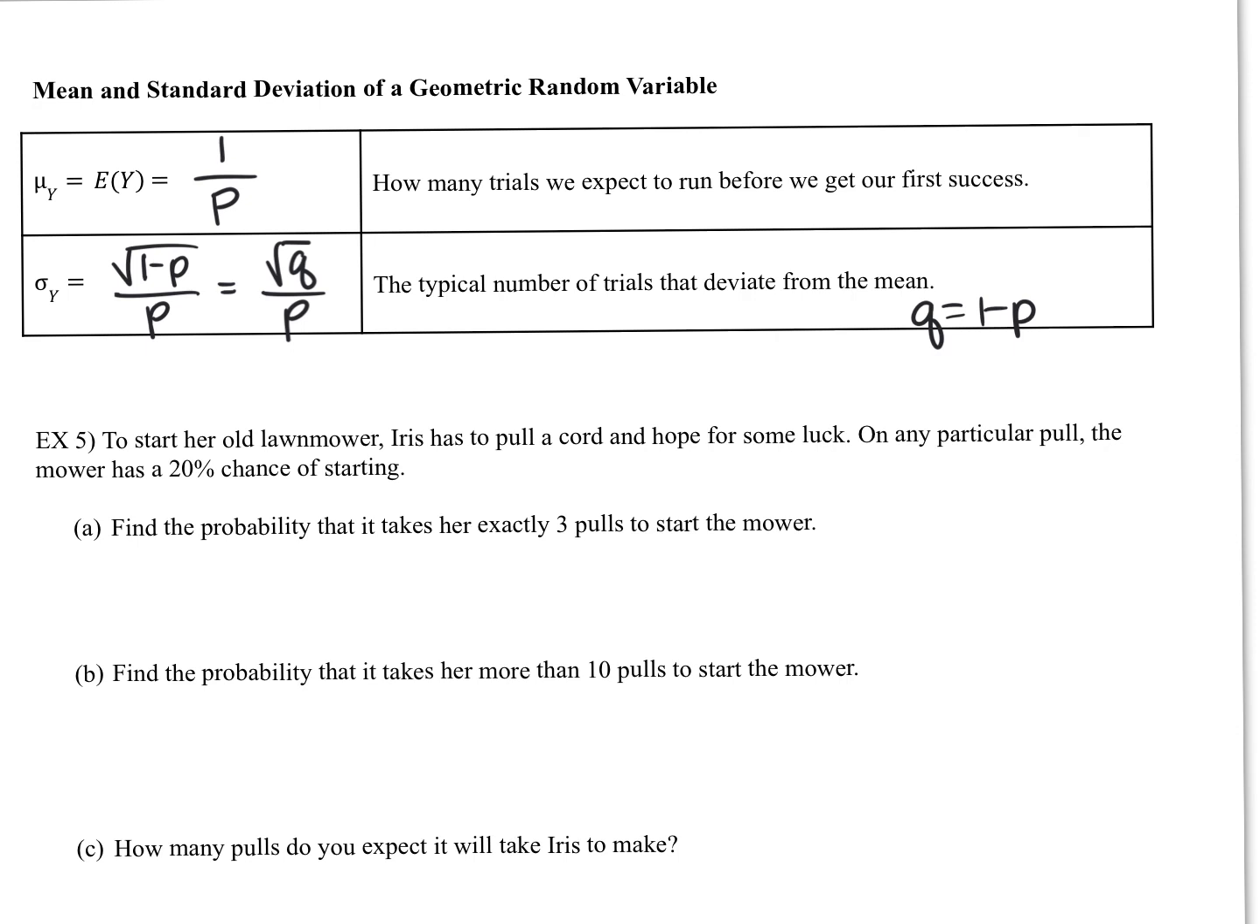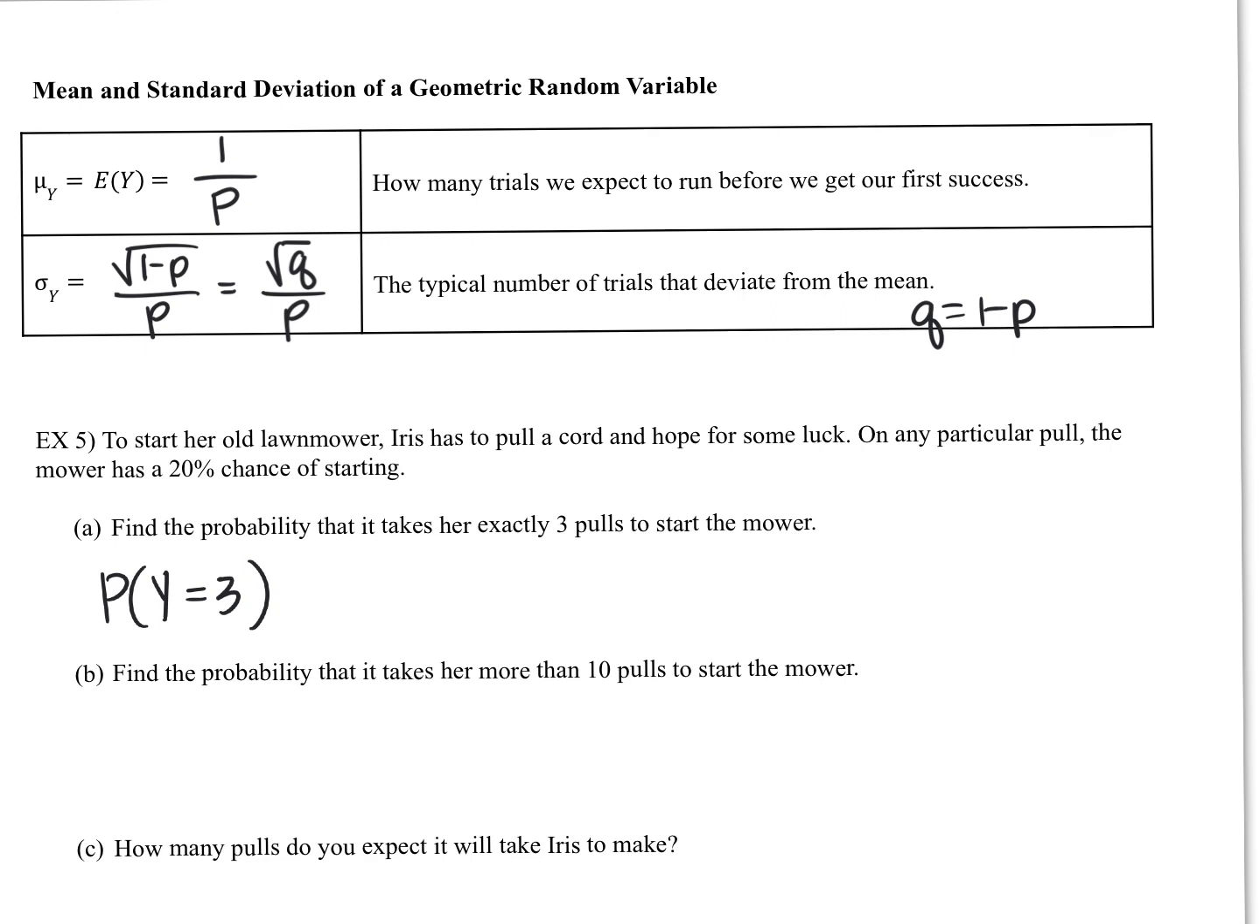So we have an example that says, to start her old lawnmower, Iris has to pull a cord and hope for some luck. On any particular pull, the mower has a 20% chance of starting. So we want to find the probability that it takes her exactly 3 pulls to start the mower. So that's the probability that y equals 3.